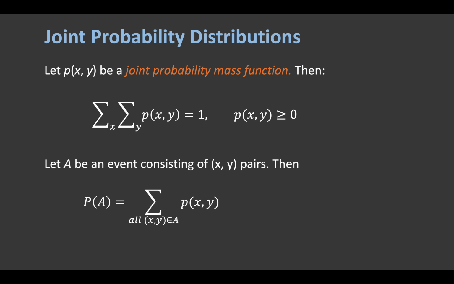So what is a joint probability distribution? Let p(x, y) be a joint probability mass function. Then we sum all of the probability together over x and over y, and that gives us 1. This is very similar to what we talked about before: for a probability distribution with one random variable, we sum all of the probability together, that equals 1. So here is the same.